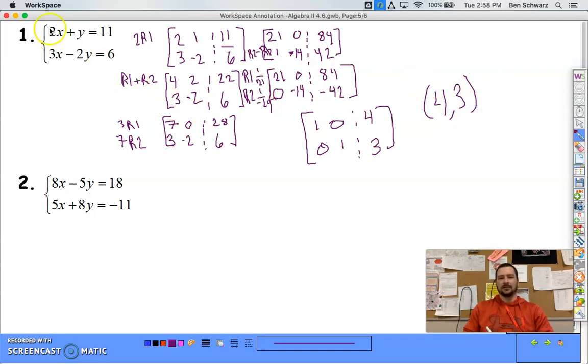Okay, then we can check our answers, right? So that would be 8 plus 3 is 11. Good. 3 times 4 is 12. This would be minus 6. That equals 6. So right on. We got it.